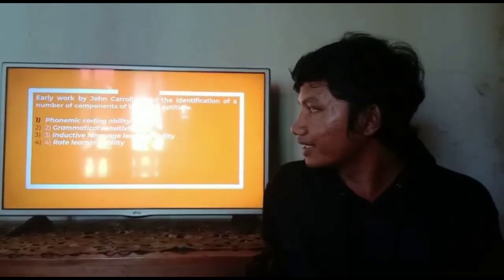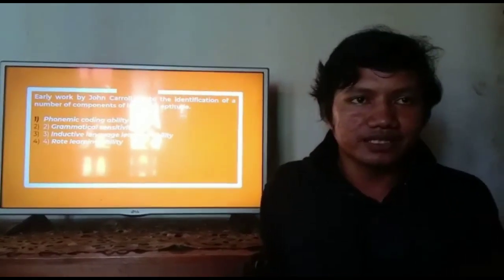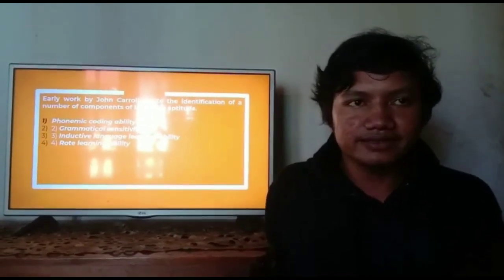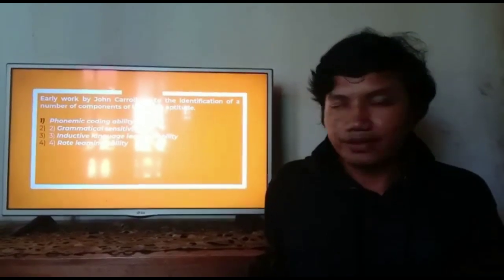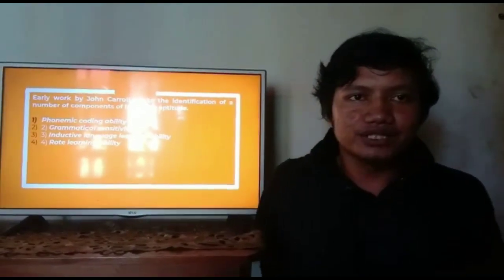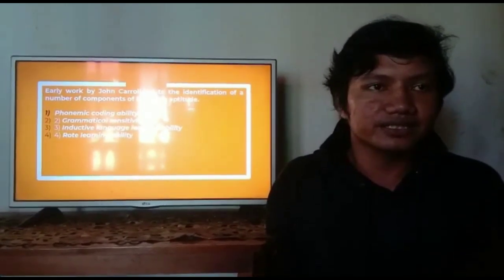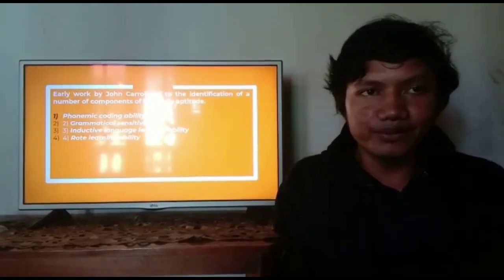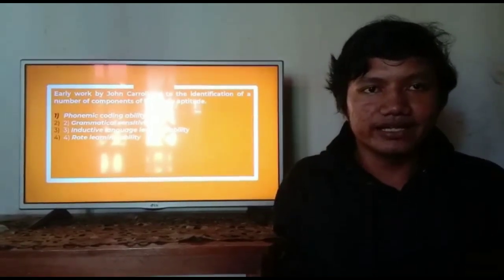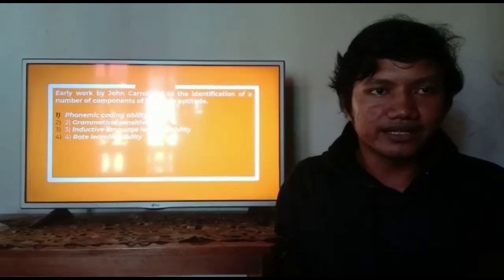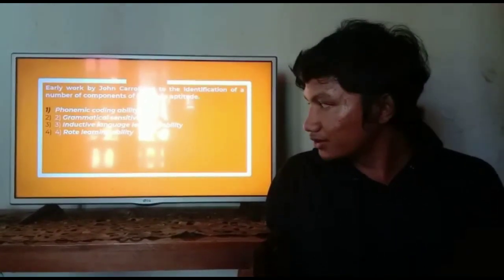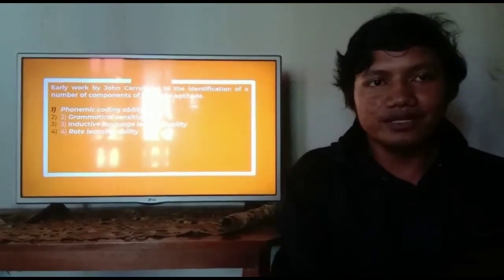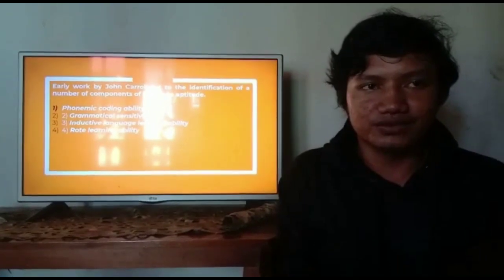And the first, phonemic coding ability. Phonemic coding ability is the ability to identify the sounds of a foreign language. And the second, grammatical sensitivity. Grammatical sensitivity is the ability to recognize the grammatical function of words in sentences. And third, inductive language learning ability is the ability to identify patterns of correspondence and relations between form and meaning. And the last one is rote learning ability. Rote learning ability is the ability to form and remember associations between stimuli.